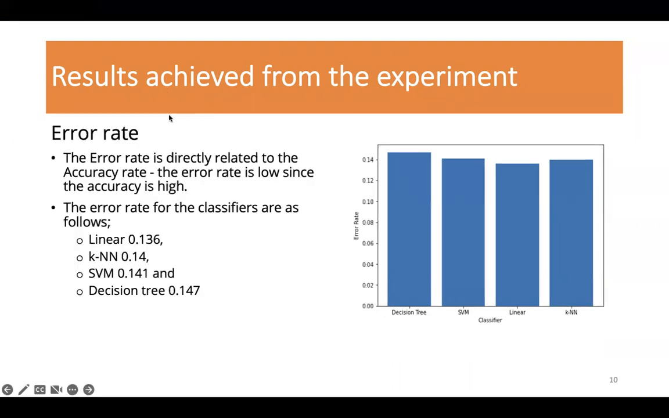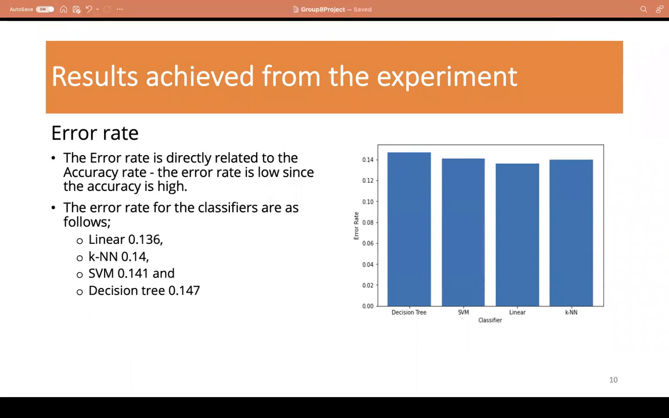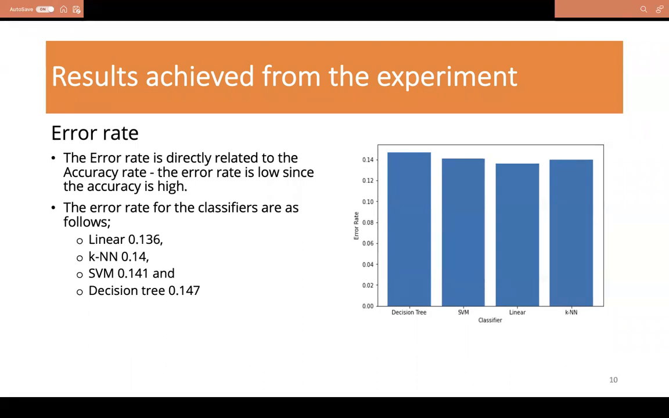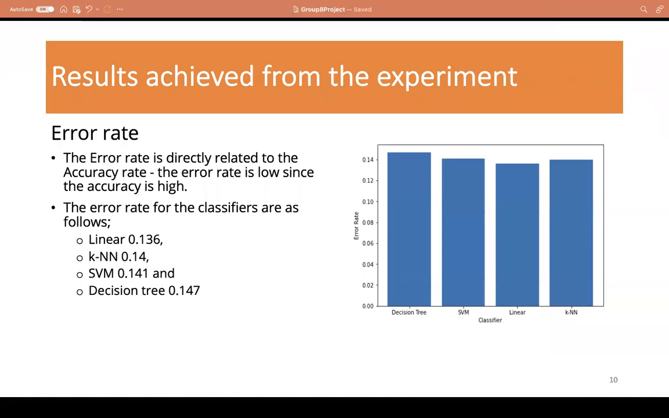The error rate in our data set is very low since we have the high accuracy. The error for linear is less than 14%, but for the rest of them, it is higher than 14%.